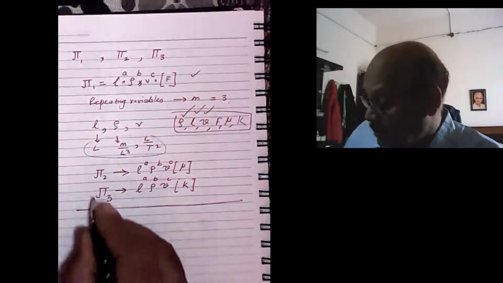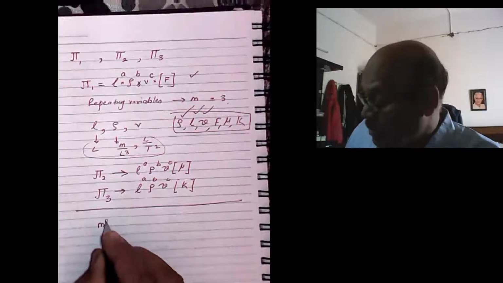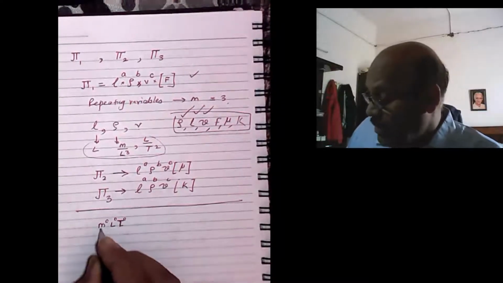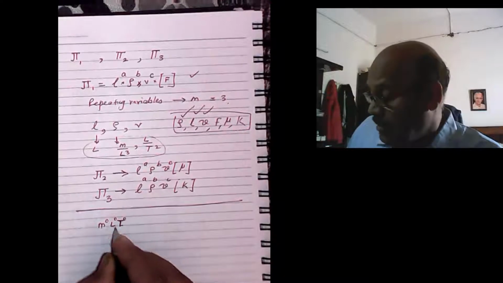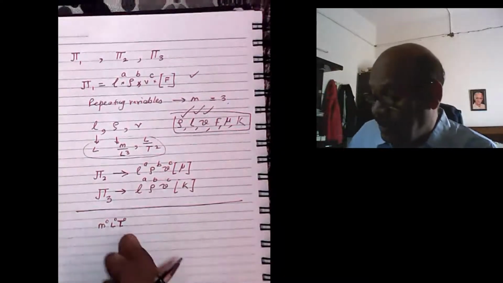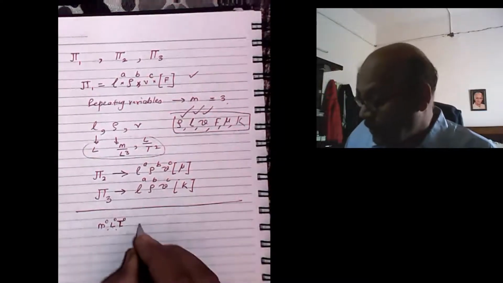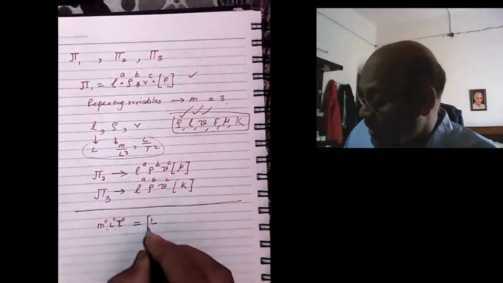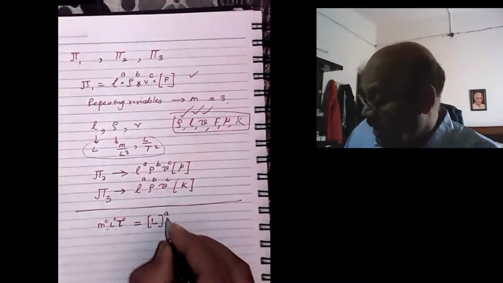So pi 1 could be replaced by M^0 L^0 T^0. Okay, M^0 is 1, L^0 is 1 and T^0 is 1. So 1 into 1 into 1 is equal to 1. This is a number. So that is equal to L. What is that L? L has got the dimension L raised to power a.